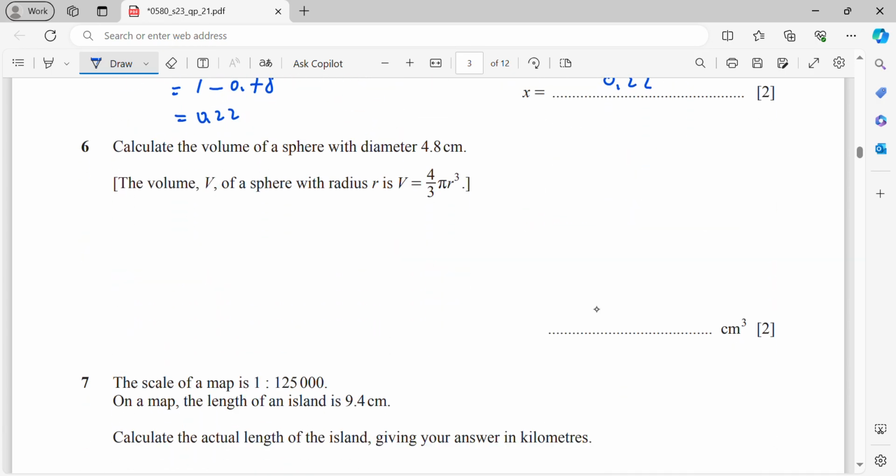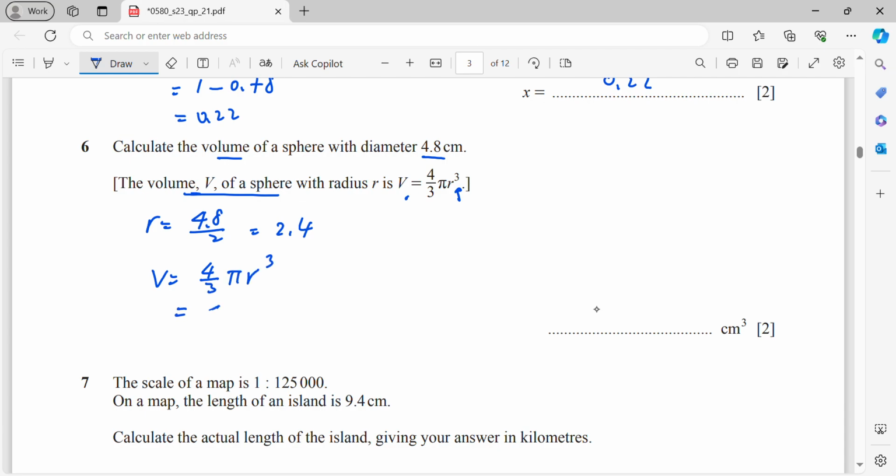For question number 6, calculate the volume of a sphere with diameter 4.8 centimeters. And the volume formula is given, V equals 4 over 3 pi r cubed. The r here is the radius. So radius is basically half of the diameter. So now my r is 4.8 divided by 2. That is 2.4. Therefore, V is 4 over 3 pi r cubed.